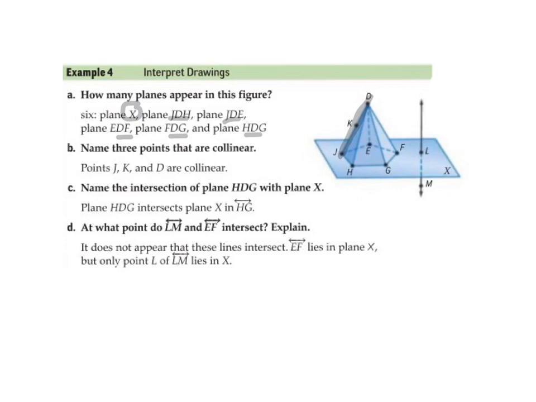And at what point do L and M and E and F intersect? Well, it tells you here that it does not appear that these lines intersect. So LM is this guy here, and EF is this guy here. All right, we don't know that E, F and L are in a straight line, so never make that assumption. So therefore you've got to turn around and say that there is nothing.